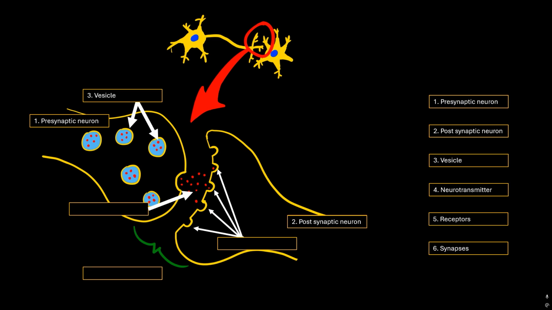Once that action potential is fired, those neurotransmitters, which we can see here as the little red dots, pass across the synapse or the synaptic cleft into the receptor cells, which we can see here as number 5, on the postsynaptic neuron. That space in between is called the synapse or the synaptic cleft. And that process is synaptic transmission, when the action potential fires off and allows those neurotransmitters to go from our presynaptic neuron to our postsynaptic neuron.